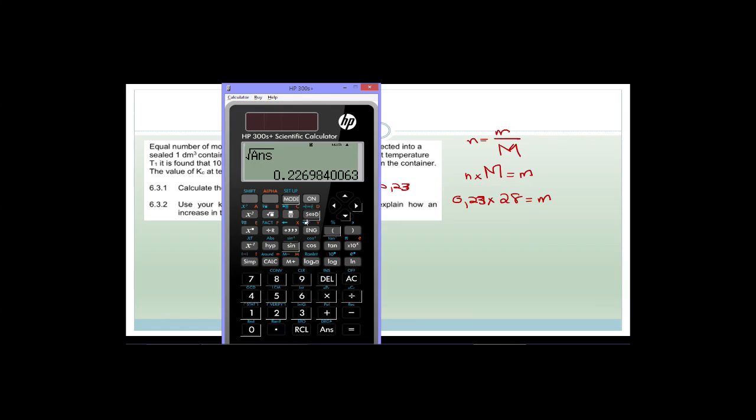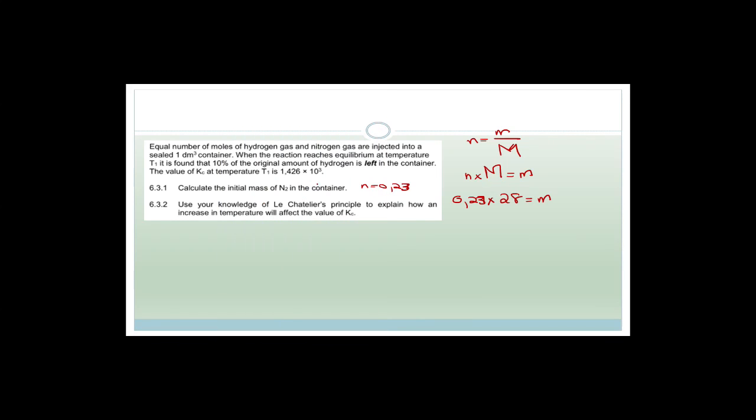So we're going to go 0.23 multiplied by 28 is equal to 6.44. So the original mass of nitrogen in the container was 6.44 grams. Whew. Quite a nice sum. Hey, it's quite complicated. Okay.